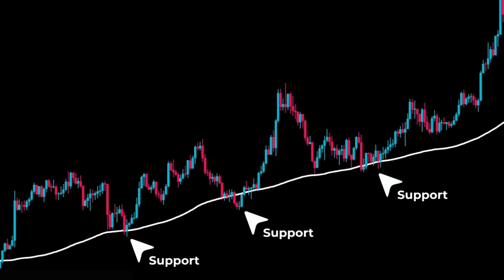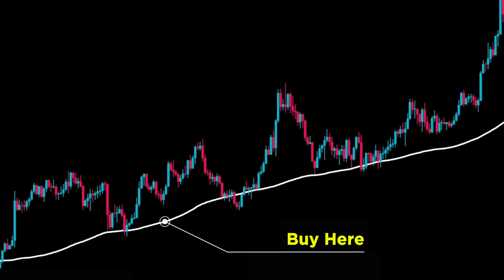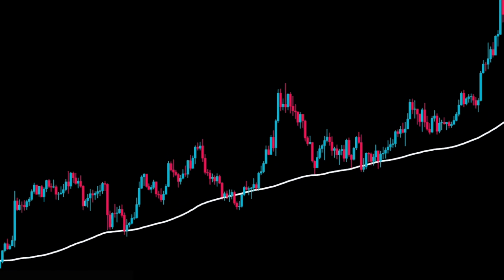These pullbacks can provide traders with favorable buying opportunities because they allow entries in the direction of the prevailing trend rather than chasing price after it has already moved higher. As shown in this chart, the moving average successfully acted as a support level on 3 different occasions. Each time the price retraced toward the indicator, buyers stepped in and pushed the market higher once again.